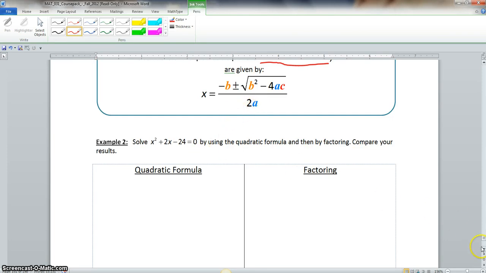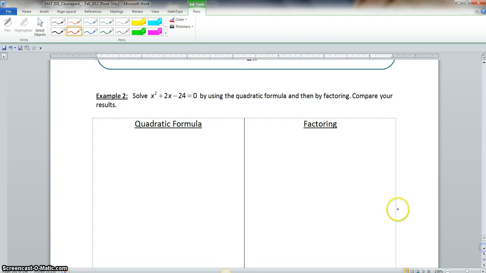Now we have example 2 here. It says solve x squared plus 2x minus 24 equals 0 by using the quadratic formula and then by factoring. Compare your results. Okay, now first thing, we have x squared plus 2x minus 24 equals 0. So off to the side here, we should list out what our a, b, and c is.